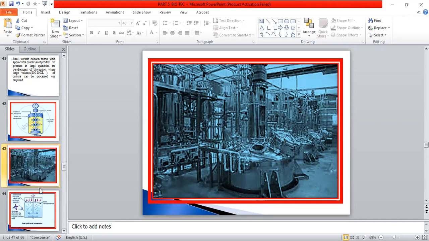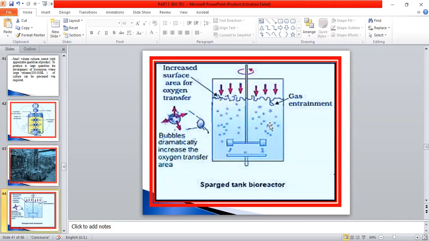Next one is this structure, the sparged tank bioreactor. Some of them have some modification here. They increase the surface area for oxygen transfer, this part. Here the rotator, you already know about. The gas entrainment is here. The gas is also produced, and the bubbles dramatically increase the oxygen transfer area. So this is another process. This is the simple process. A diagram is given for the bioreactors.